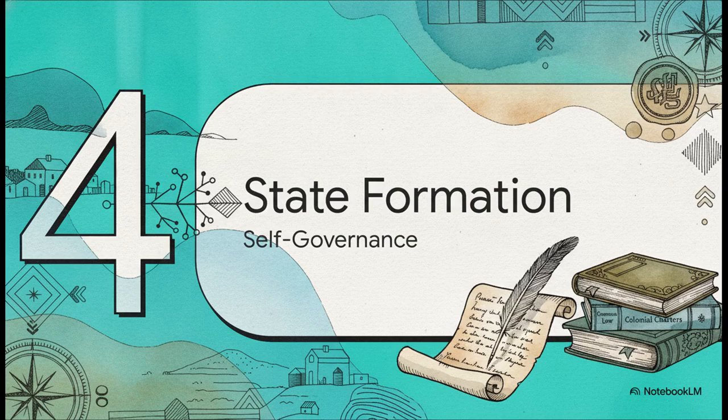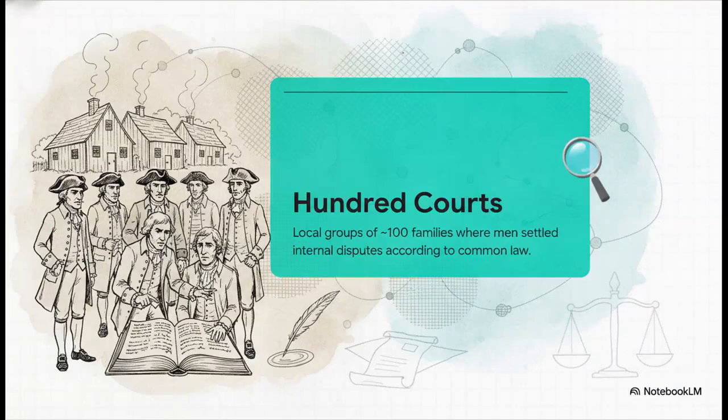Let's explore that in part four, state formation and self-governance. The answer, it turns out, was hyper-localized self-governance. Citizens relied heavily on something called 100 courts. Picture this. Local groups made up of roughly 100 families where folks would gather to settle internal disputes. And they did this strictly using common law, completely bypassing any sort of centralized judicial interference. It was pure grassroots problem solving.